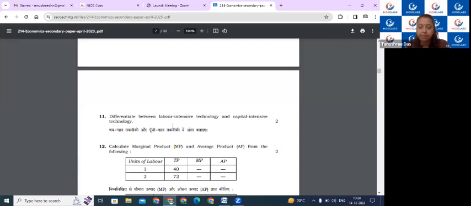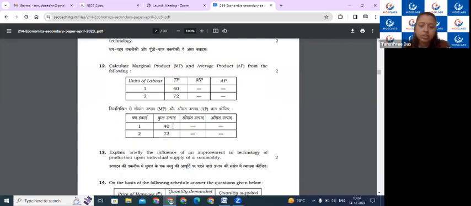Calculate MP and AP. MP is TPn minus TPn-1. AP is TP by L. That is the MP and AP calculation.